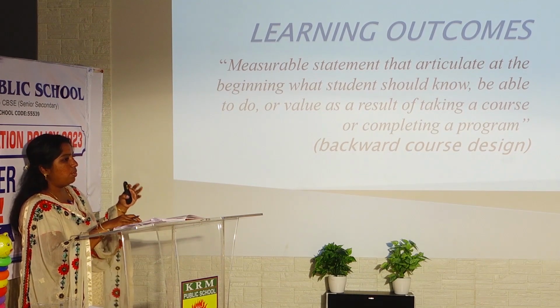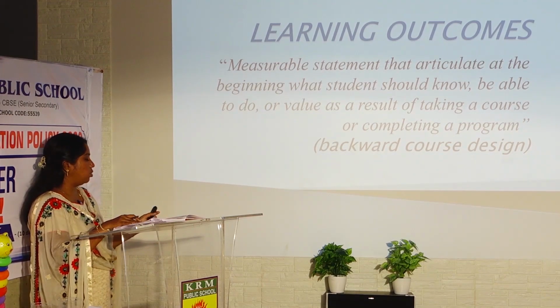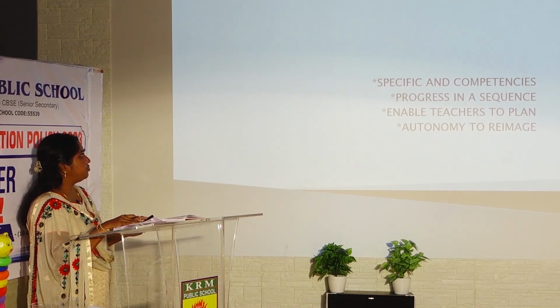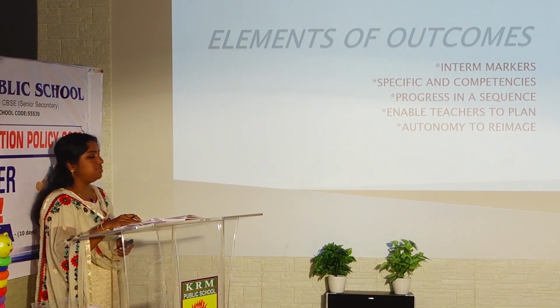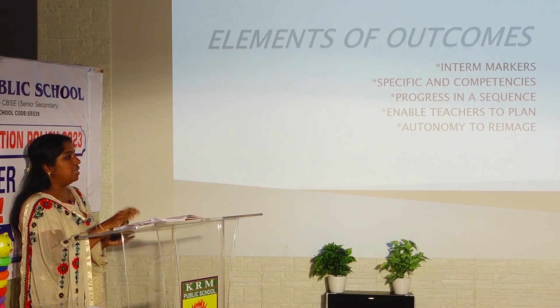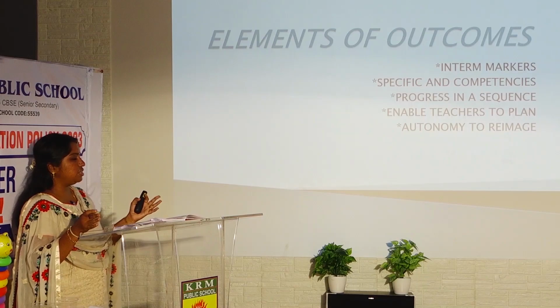When you see it backward, it is the main objective. The goal is going to be obtained only in this outcome stage. Next, elements of outcome. The first element is the interim marker. What is the interim marker? The marker which differentiates the different stages from 3 years to 8 years.